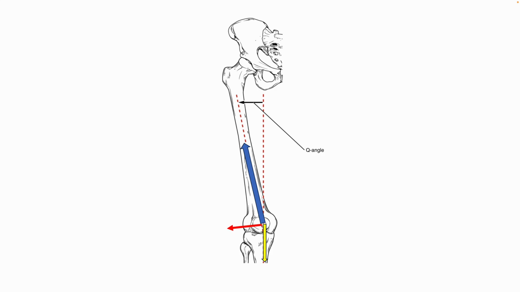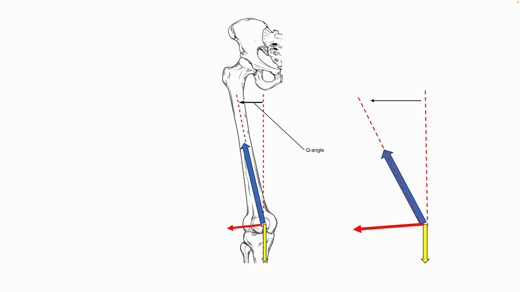When this angle is much larger, the resultant vector can be much larger, causing the patella to dislocate laterally, and also increases the joint reaction force between the lateral facet of the patella and the lateral femoral trochlea.